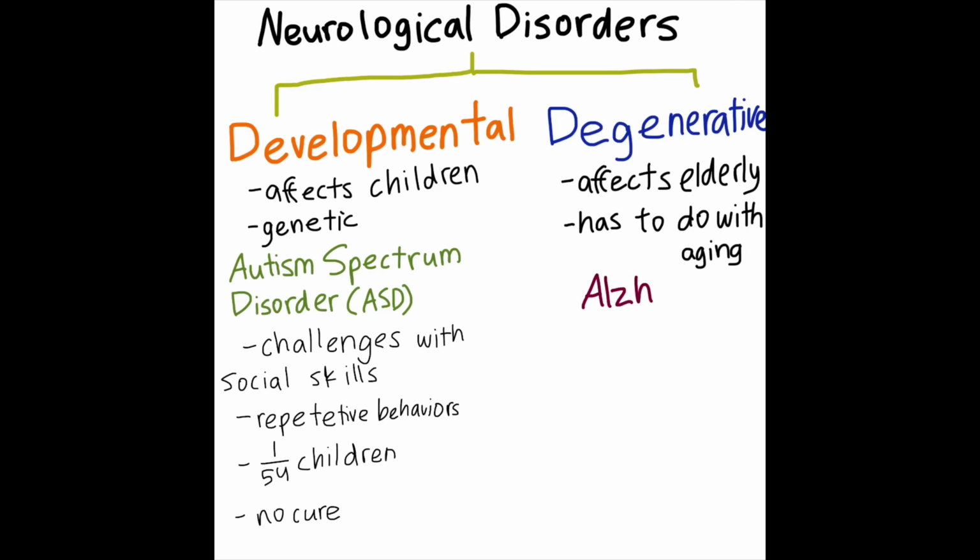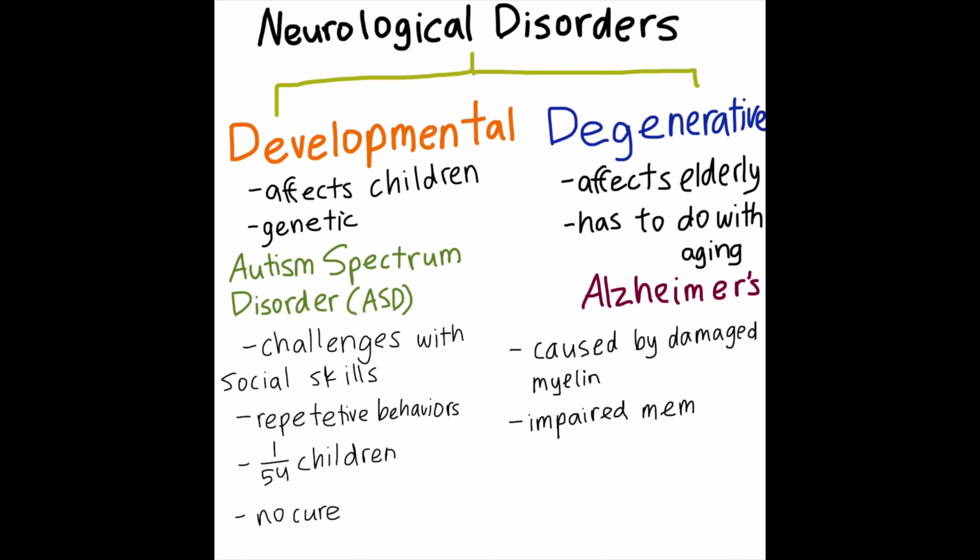An example of a neurodegenerative disease is Alzheimer's disease. Alzheimer's disease is caused by damage to the myelin surrounding the axons of neurons in older people. It causes memory impairment and dementia, eventually leading to death. Similarly, it does not have a cure. It affects 1 in every 10 people that are older than 65 years old.